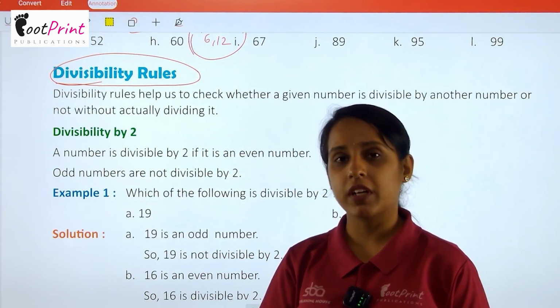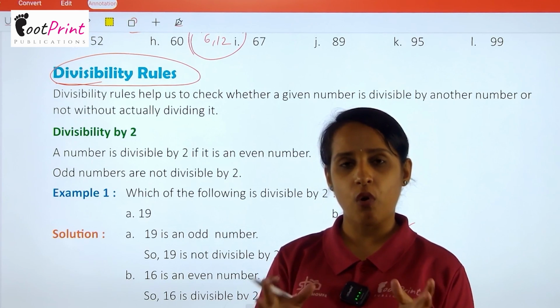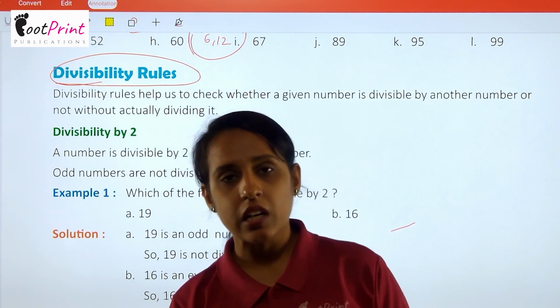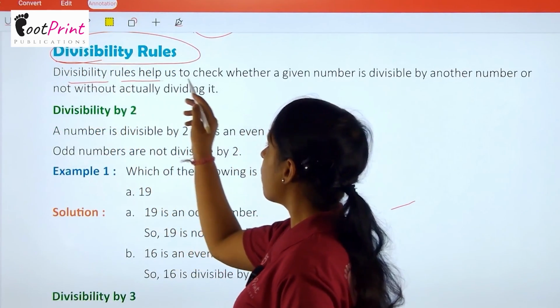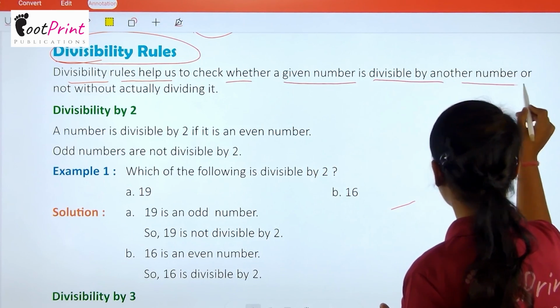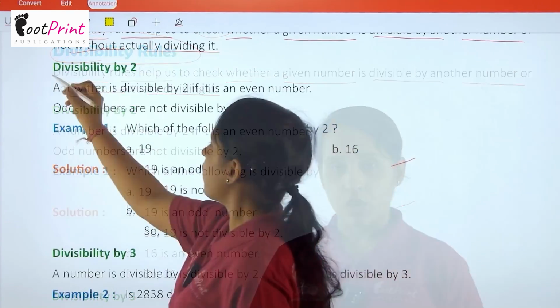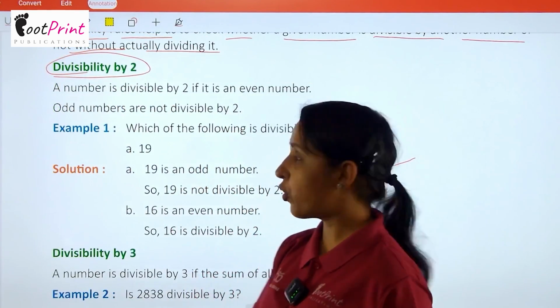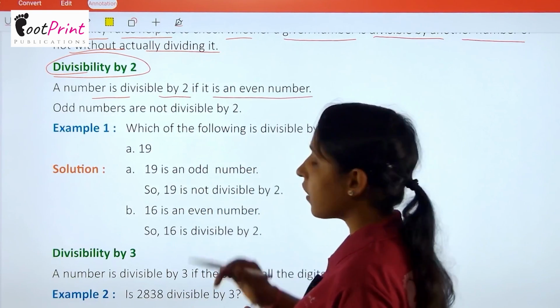So what is a divisibility rule? It tells us how we solve long numbers in an easy way. Okay. So we start. Divisibility rules help us to check whether a given number is divisible by another number or not without actually dividing it. First, divisibility by 2. A number is divisible by 2 if it is an even number.